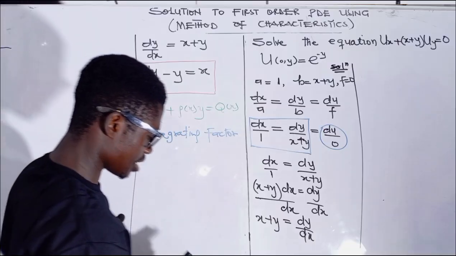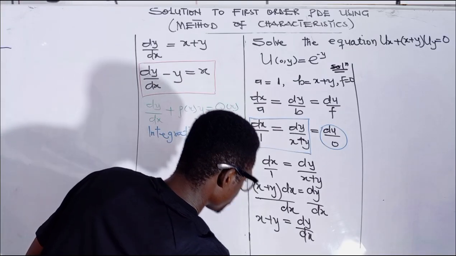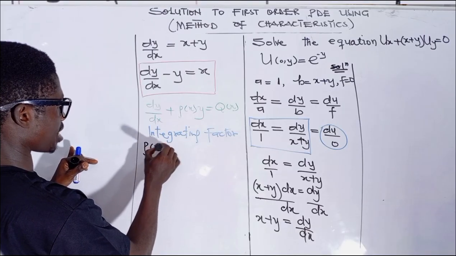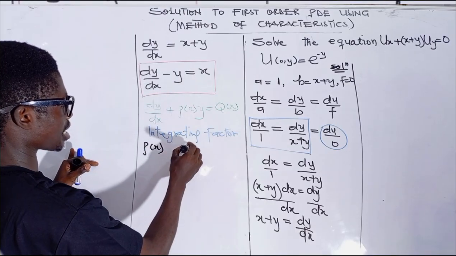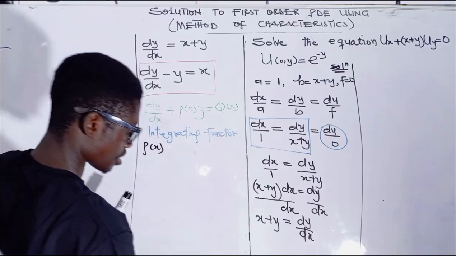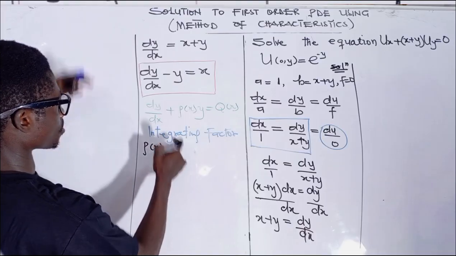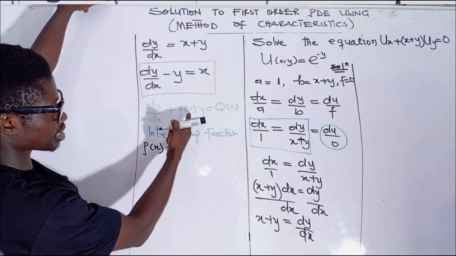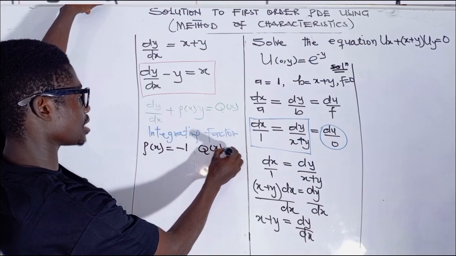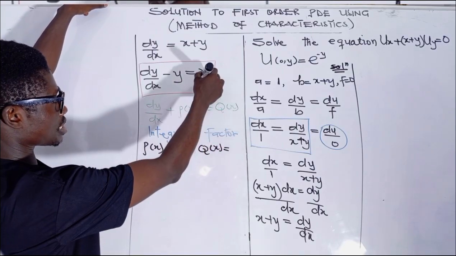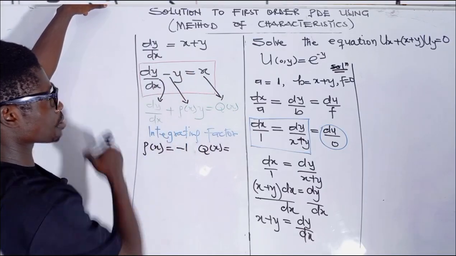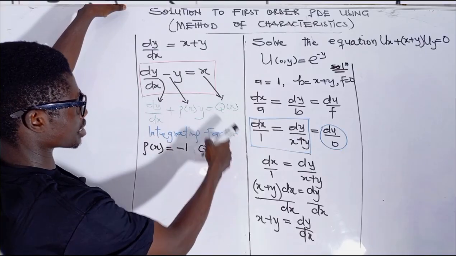Because this ordinary differential equation looks like this particular one, we can make use of the integrating factor. When making use of the integrating factor, we first find our p of x from the equation, and then we find our q of x. So our p of x is the coefficient of y, which is -1, and our q of x is this. So this maps to that, this maps to that, and then this also maps to that.